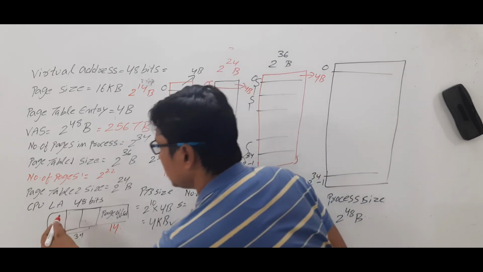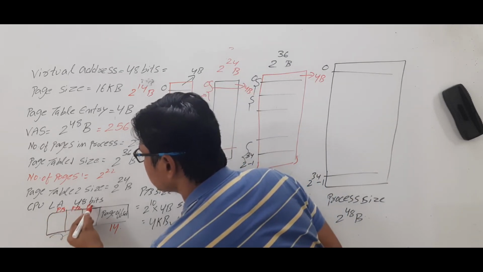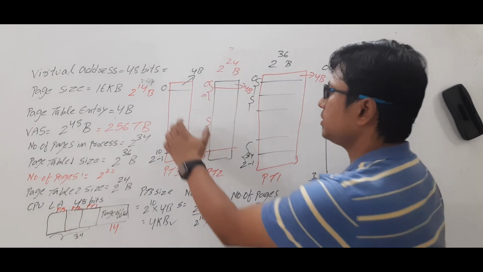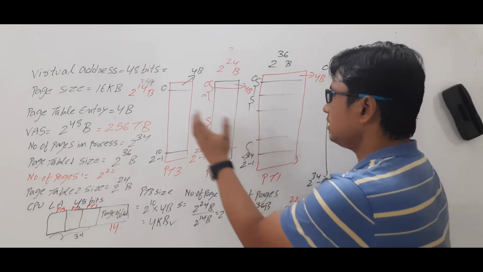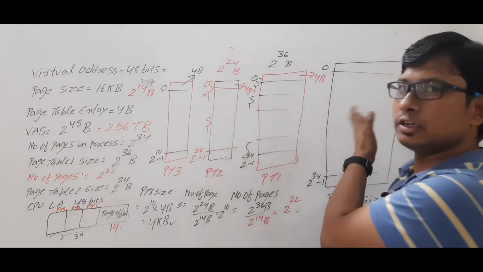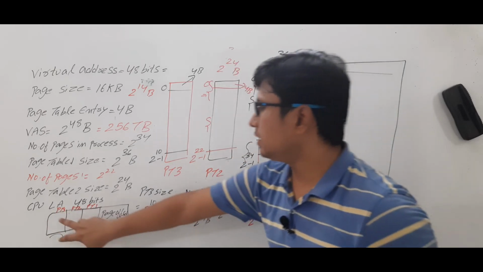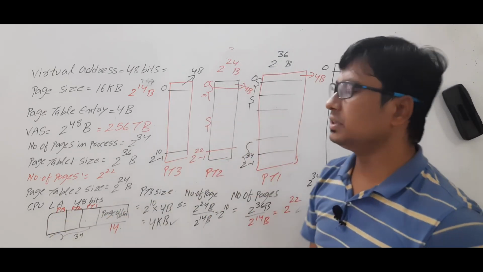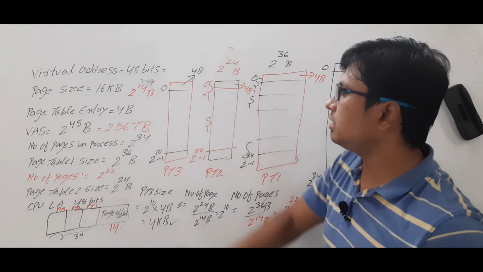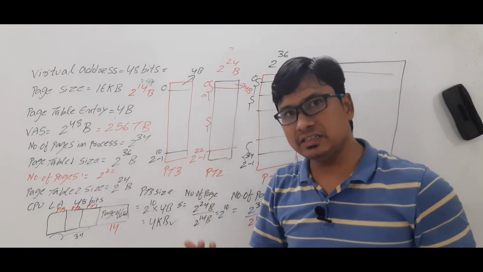Now this is the page table 3 information, this is page table 2, this is page table 1. Are you able to understand? So the CPU will go to the outer page, from the outer page it will go to the inner page, and then to the main memory. For page table 3, how many entries are there? 2 power 10 pages are there, so 2 power 10 entries.